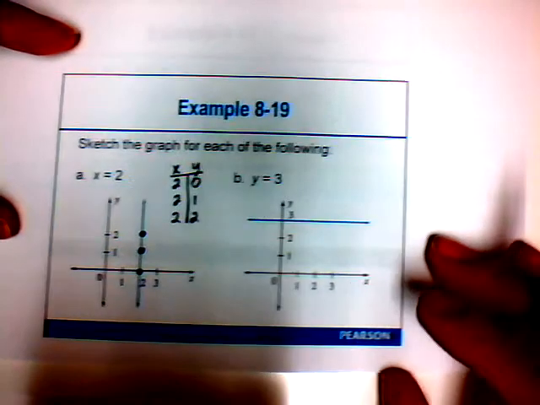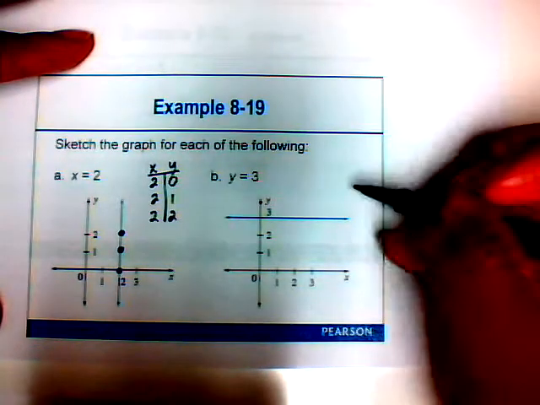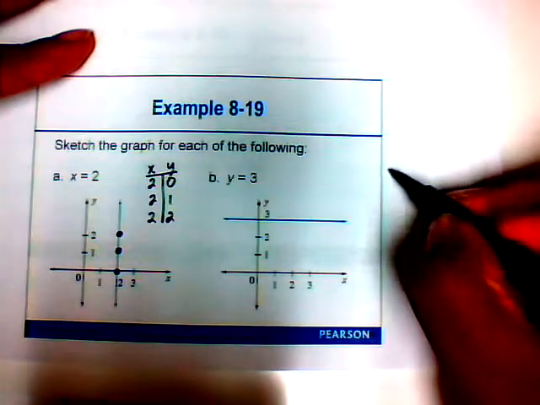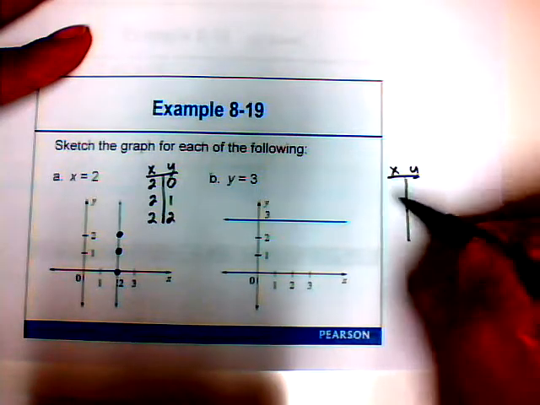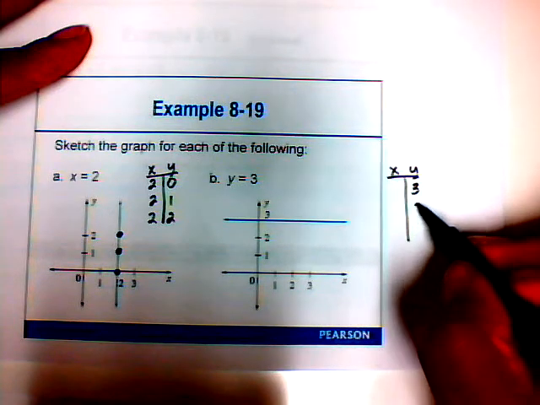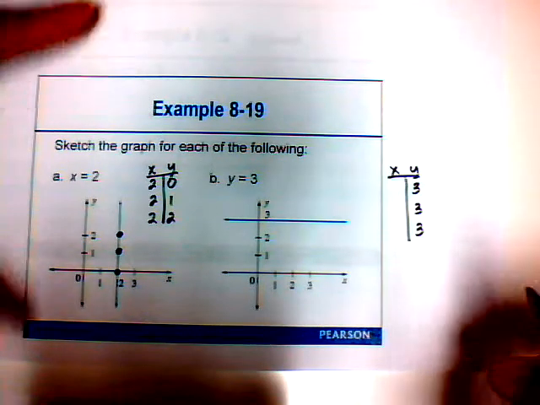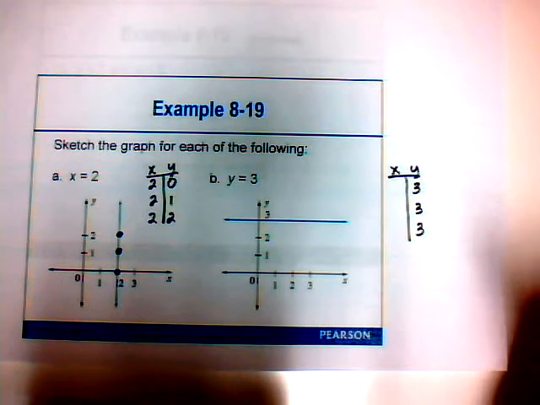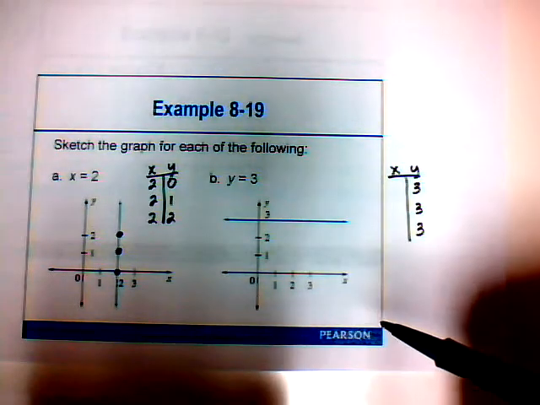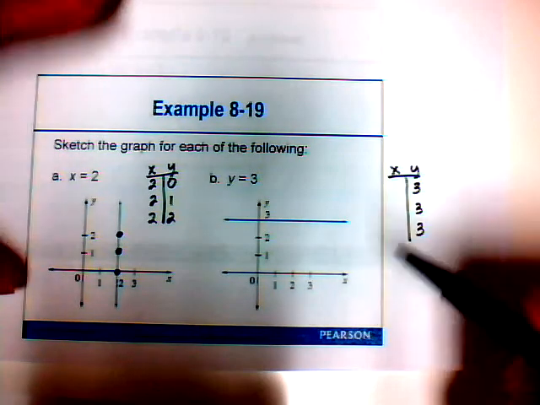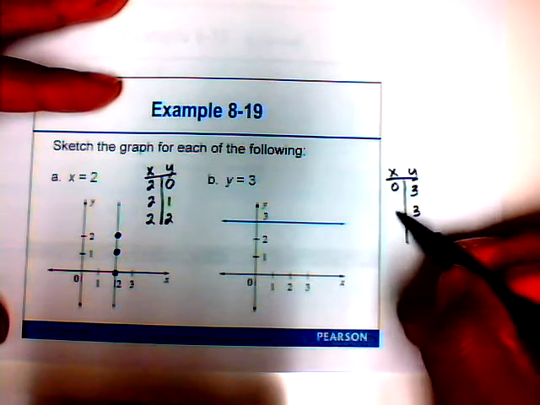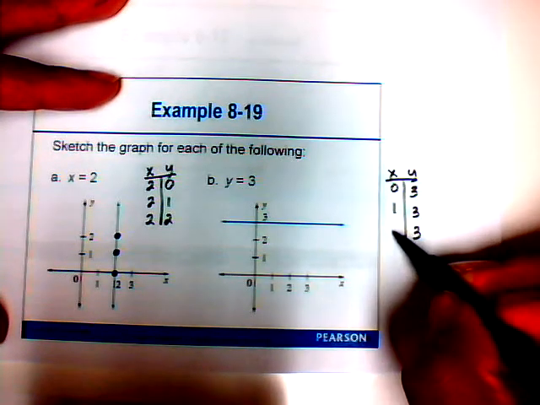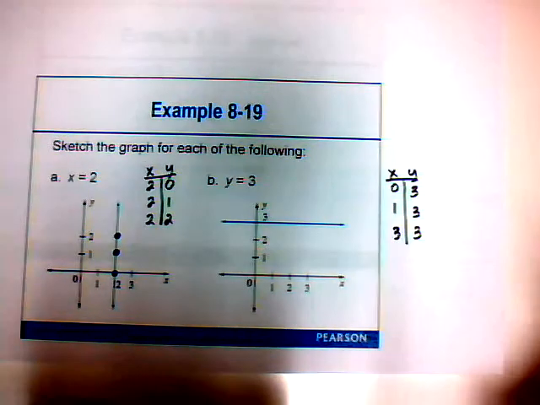Now part B, you've got y is equal to 3. Now if I use an XY table here, regardless of what x value I choose, my y must be equal to 3. So the y-coordinate must be equal to 3 because of the equation y is equal to 3. And I can use any value for x, like 0, let's say 1, even 3.